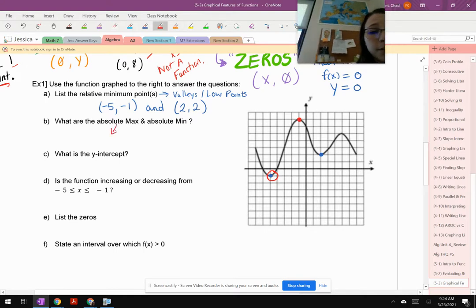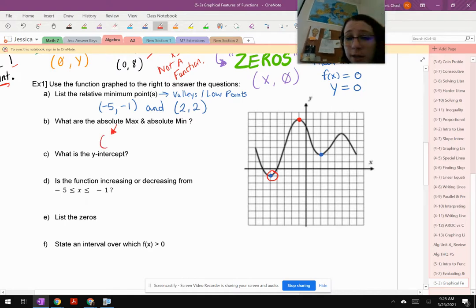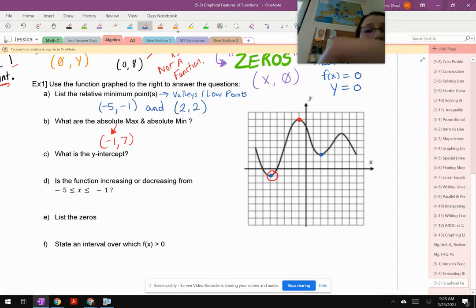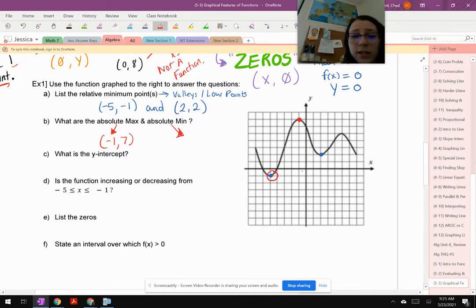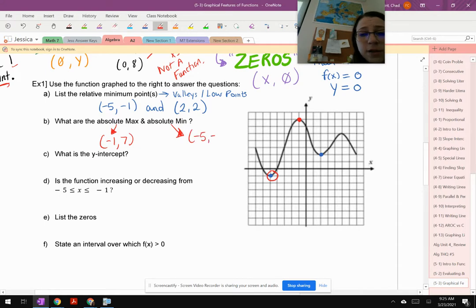So your absolute max, notice how I'm labeling these or putting an arrow. The absolute max is going to be (-1, 7). And then my min is (-5, -1).